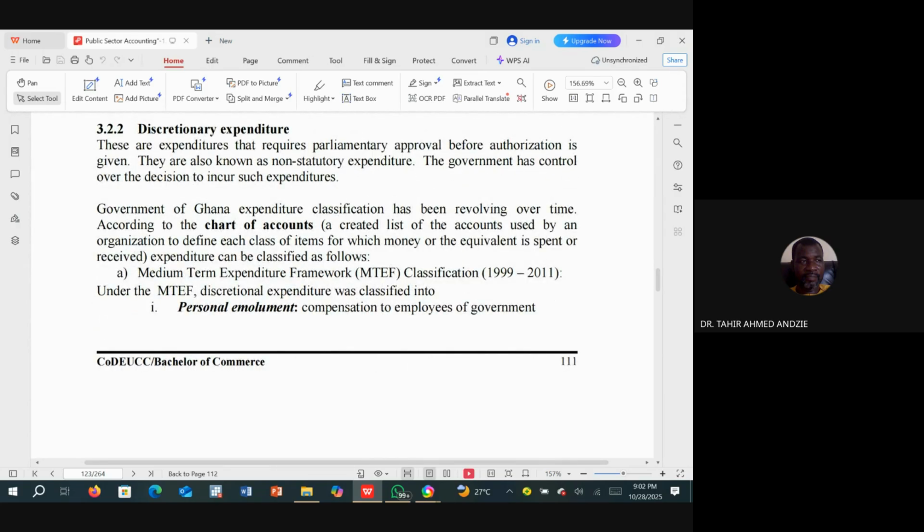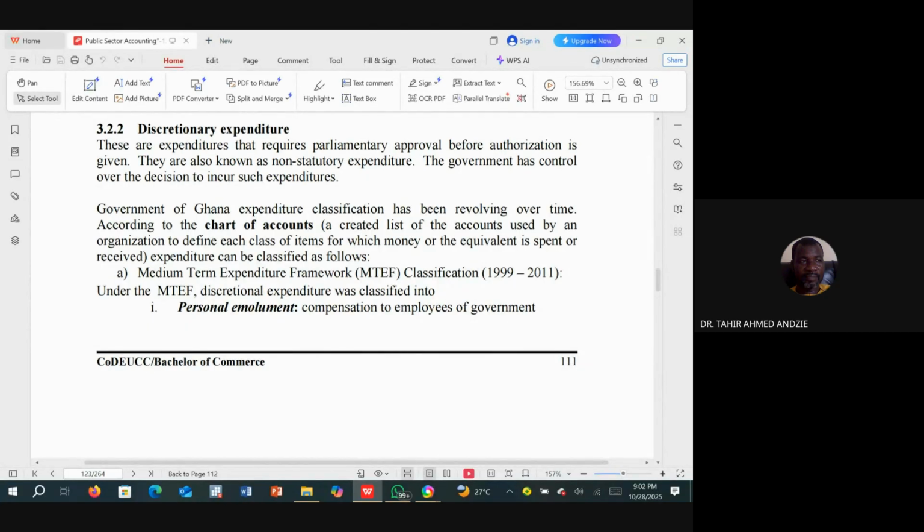Government of Ghana expenditure classification has been evolving. Okay, so expenditure classification in the public sector accounts has been changing, right? We have different classifications of the public sector expenditure. So take note of this. Government of Ghana expenditure classification has been evolving over time.